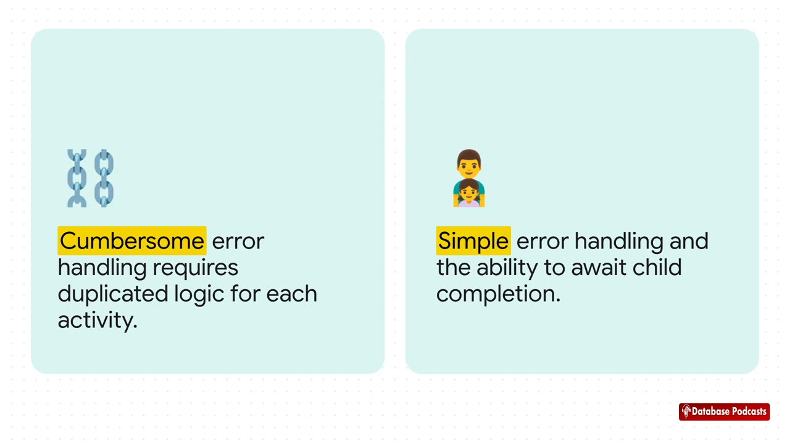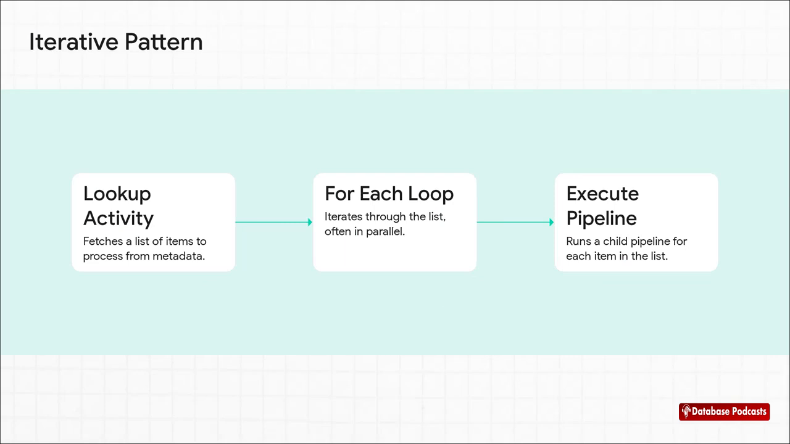If that child pipeline fails for any reason, the parent can catch it with just one single step. And second, you get way better control. The parent can literally just wait for the child to finish its work before it moves on. Now let's take that pattern and put it on steroids.